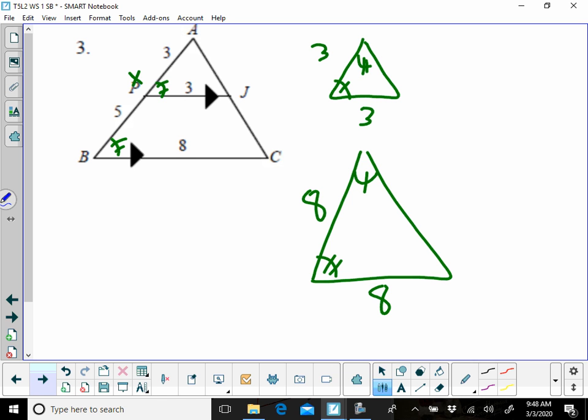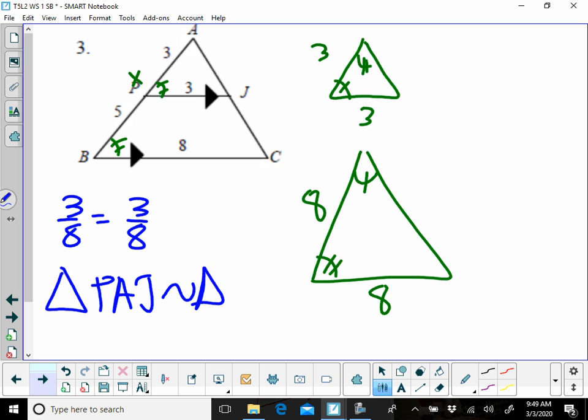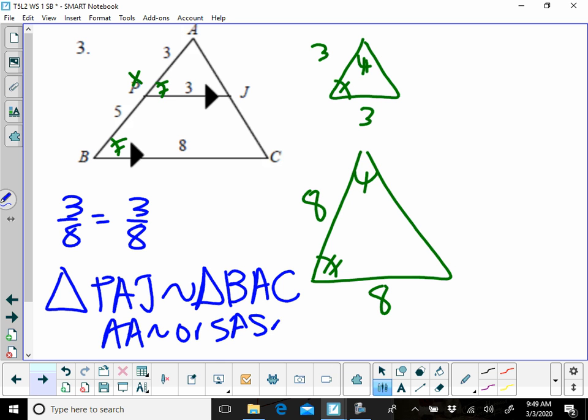All right, so you do have your angles. So you could do either angle-angle similarity, or you can look and your ratios are the same. 3 over 8 is going to equal 3 over 8, so you could do angle-angle or side-angle-side on that one. So now we got to name it. Let's go triangle PAJ is going to be similar to triangle BAC. And again, you could use either angle-angle similarity or side-angle-side similarity. You don't have to have both. Either one will work. So then that leaves you 2 and 4 in that section.